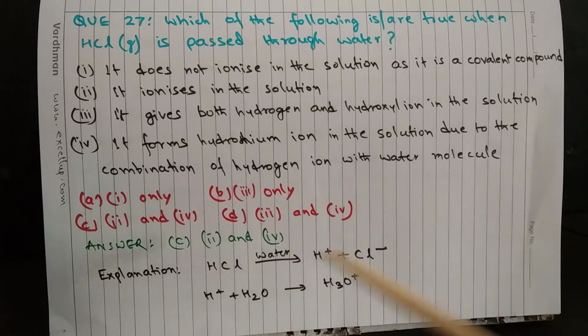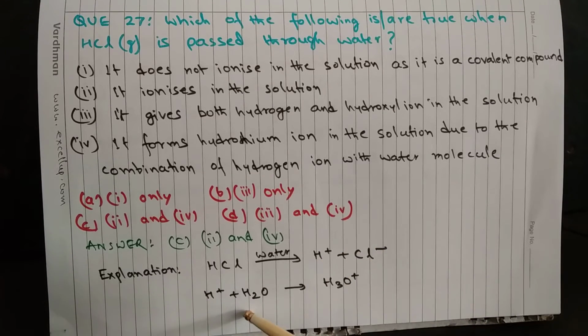2 and 4. When hydrogen chloride is mixed in water, it dissociates into H plus ion and Cl minus ion, and this H plus ion combines with a molecule of water to make hydronium ion, that is H3O plus.